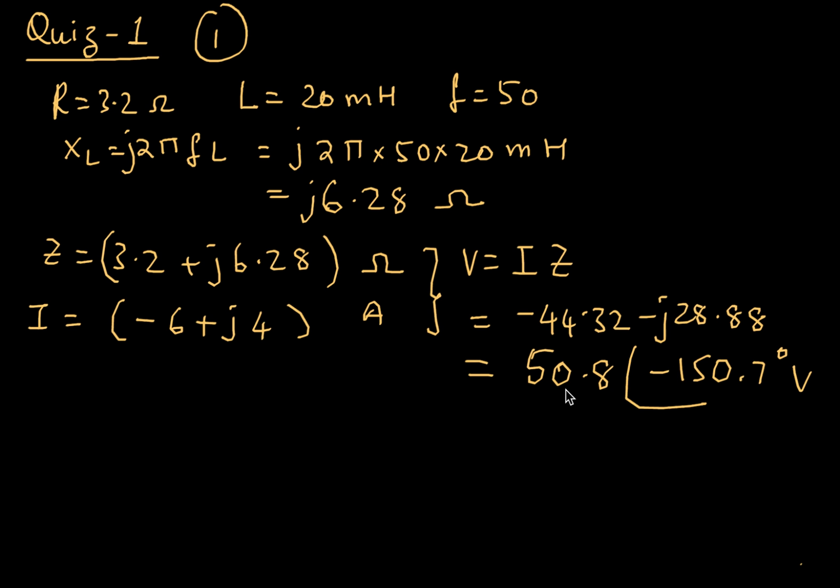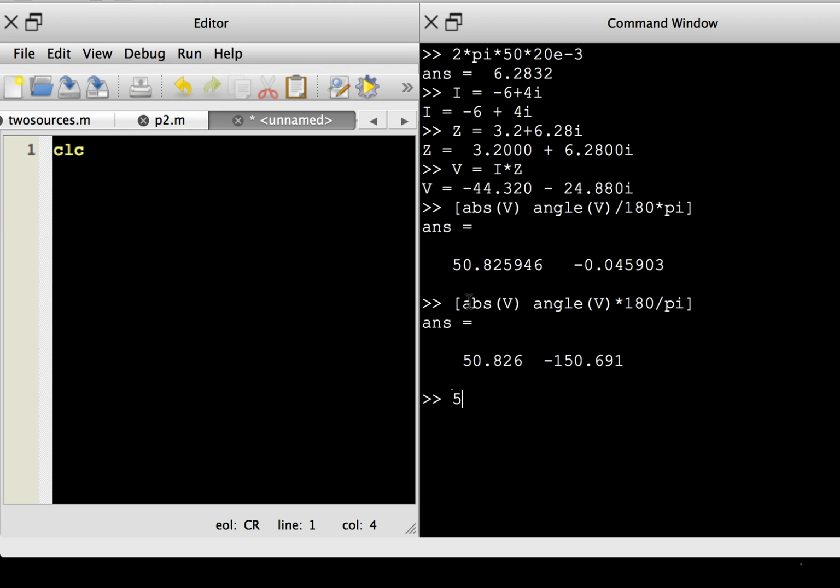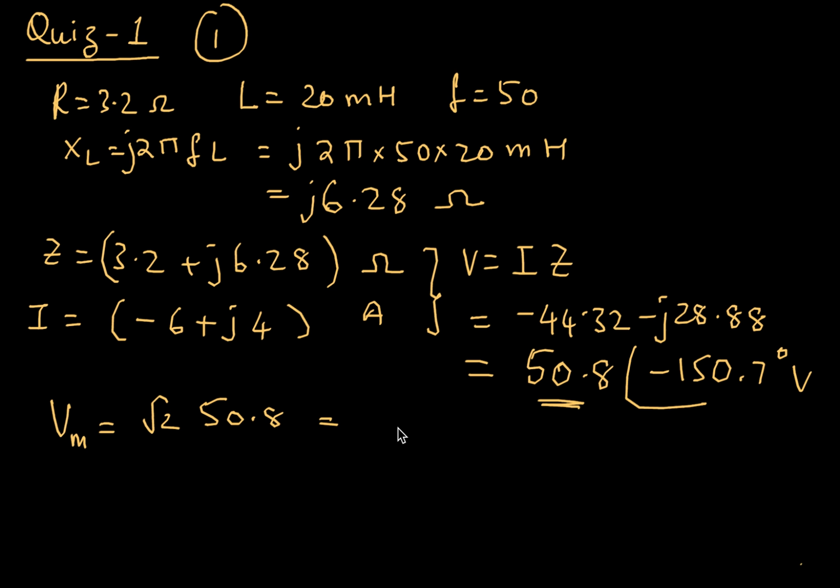This is the voltage. Now, this voltage is an RMS voltage. So typically all the values that are given are RMS. So the peak voltage Vmax will be root 2 into Vrms, that is 50.8 into square root of 2, which will be 71.8, and this is the maximum voltage.